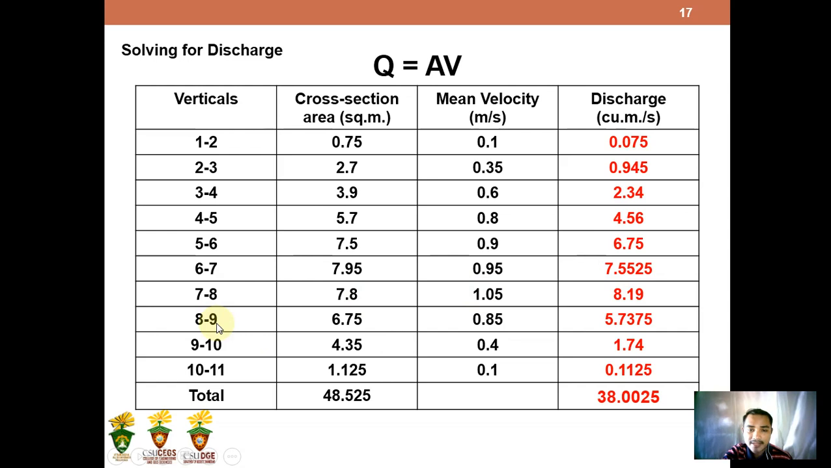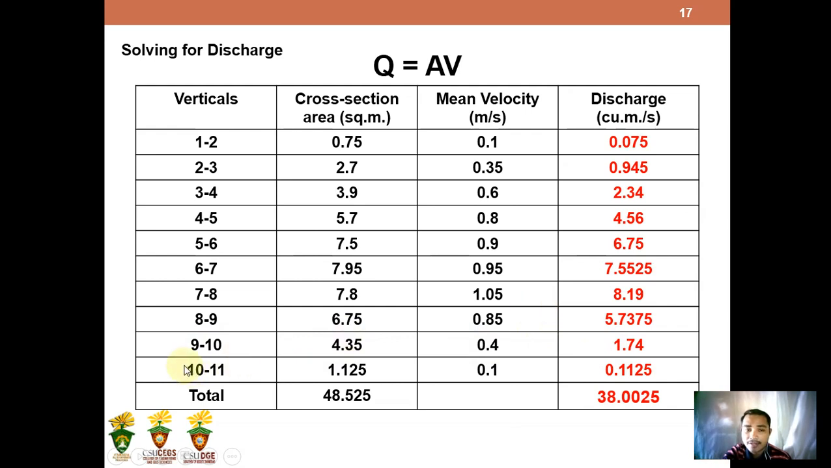Verticals 8 to 9, we have cross-section area of 6.75 and 0.8 mean velocity. So we have a discharge of 5.7375 cubic meter per second. And for the vertical 9 to 10, we have a cross-section of 4.34 and a mean velocity of 0.4. We have a discharge of 1.74 cubic meter per second.